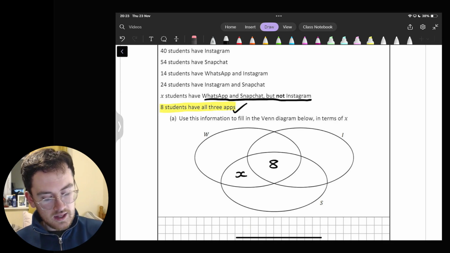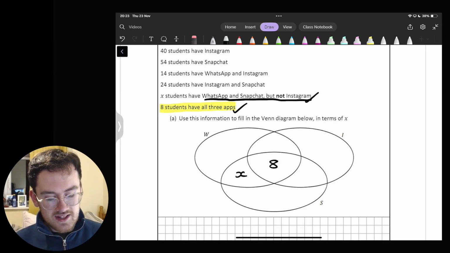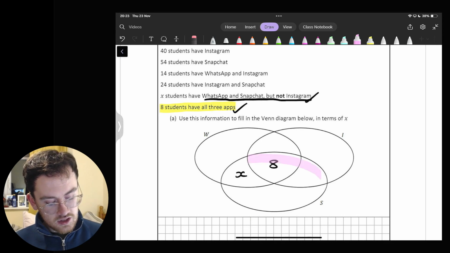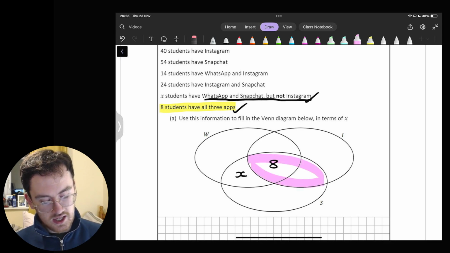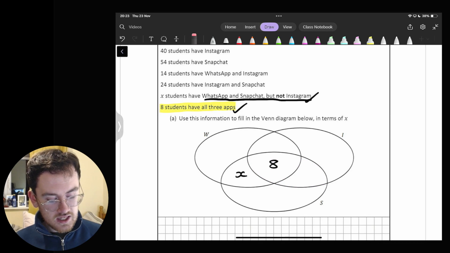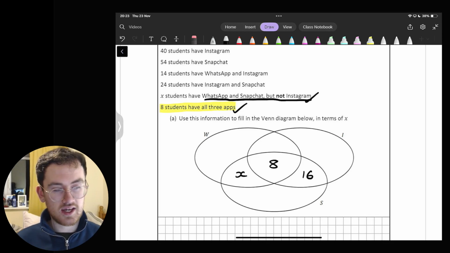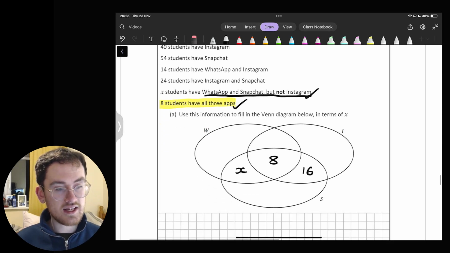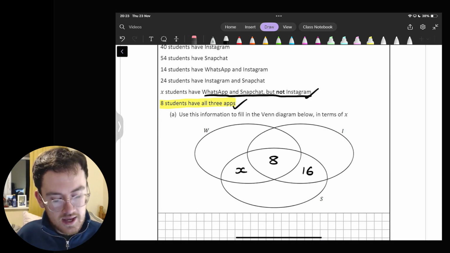Okay. 24 students have Instagram and Snapchat. So 24 students should be in Instagram and Snapchat, which is this region here. But of that, I've used 8 already. So that's going to mean that there are only 16 left to go into that section there.